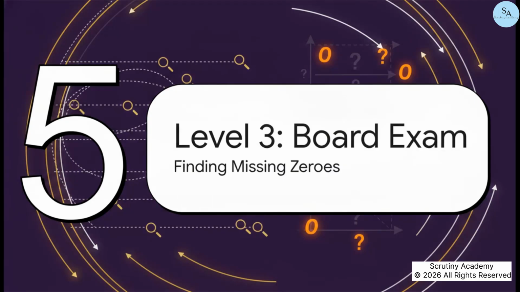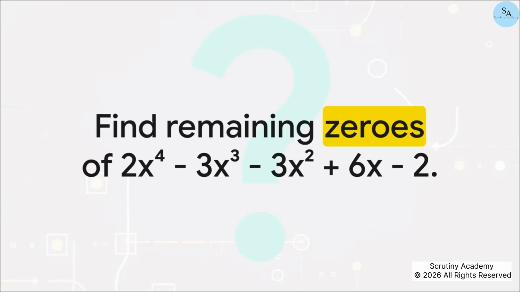Welcome to Section 5, Level 3 Board Exam Challenge. Example 11, Finding Missing Zeros. You are doing absolutely great. Look at this Level 3 board exam problem. Find all remaining zeros of 2x to the fourth minus 3x cubed minus 3x squared plus 6x minus 2 if you know 2 of its zeros are root 2 and negative root 2.